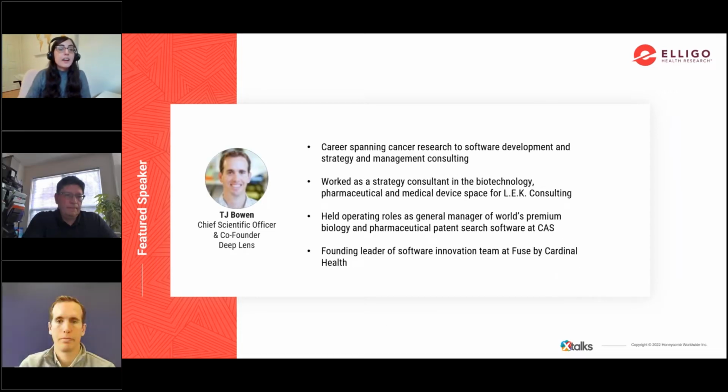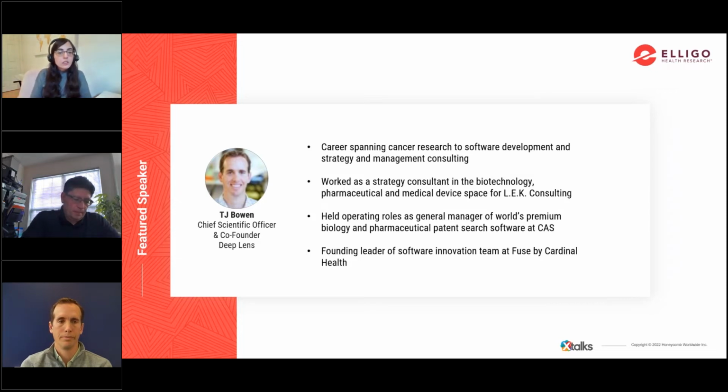Dr. Bowen brings a diverse set of skills to the team. Prior to joining Deep Lens, Dr. Bowen's career has spanned from cancer research to software development and strategy and management consulting. His research focused on pathological identification of tumor differentiation in breast cancers derived from P53, BRCA1/2, ATM, and other mutations. Following his graduate work, Dr. Bowen worked as a strategy consultant in the biotechnology, pharmaceutical, and medical device space for LEK Consulting, where he helped with M&A, strategy, and operations for dozens of global organizations.